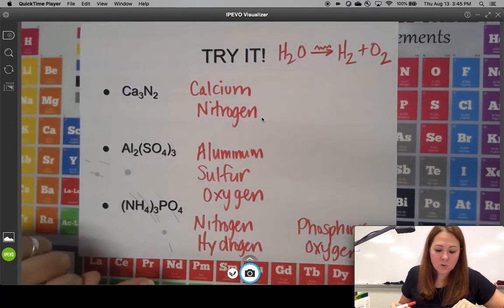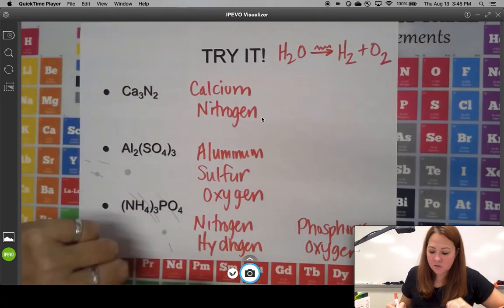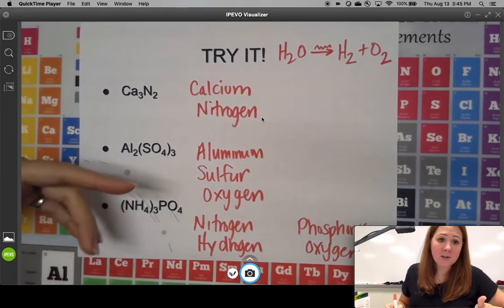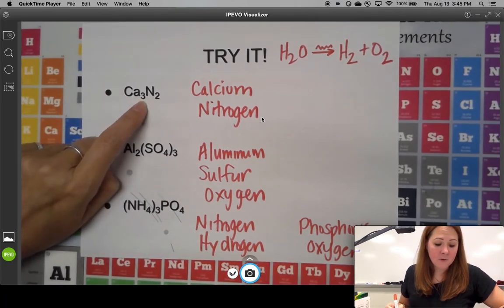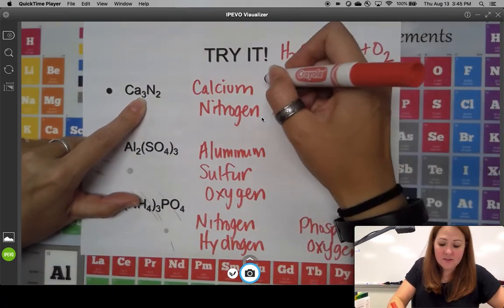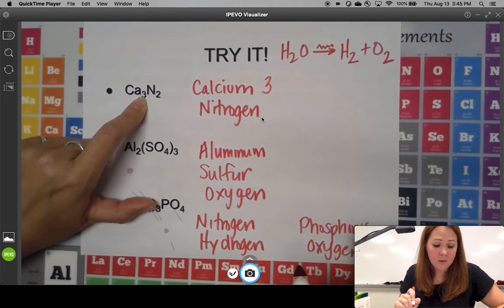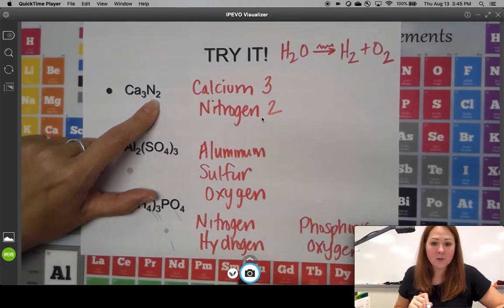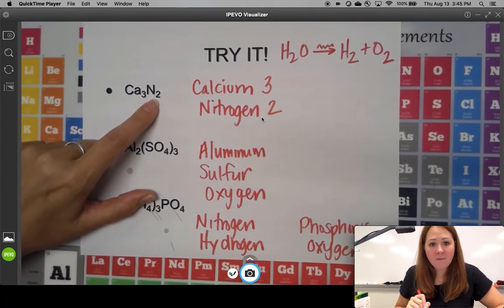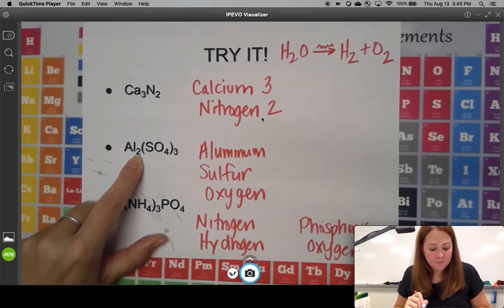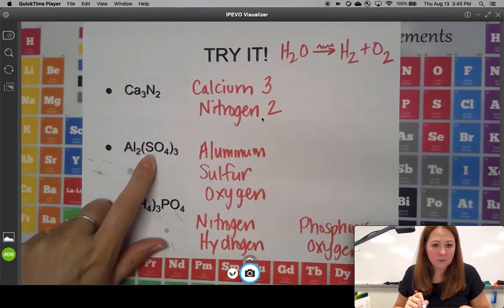So you're going to find your different elements on the periodic table. Once you find the elements, we want to know how many are present. The number after it tells you how many are there. So I have a 3 after my Ca. That means that I have 3 calcium. I have a 2 after my N, so that means that I have 2 nitrogen. So the numbers come after it to tell how many are there. Al2 has nothing to do with the parentheses after it.